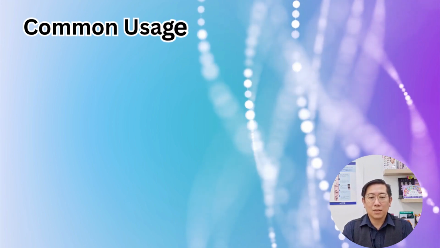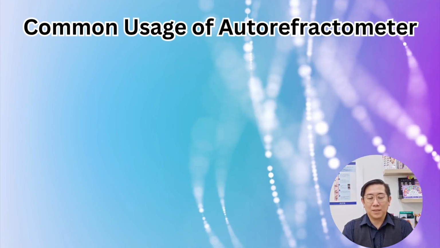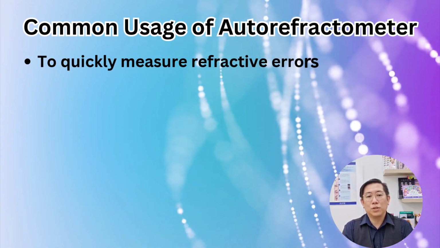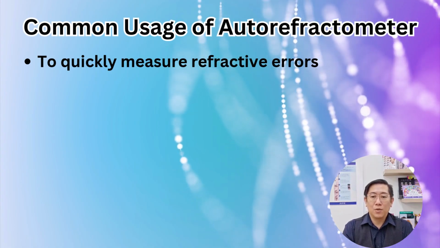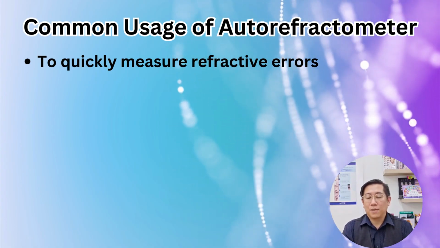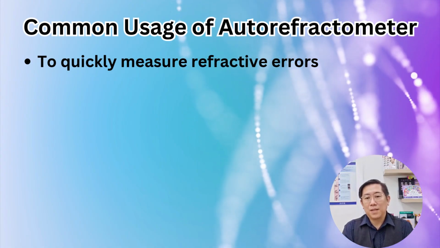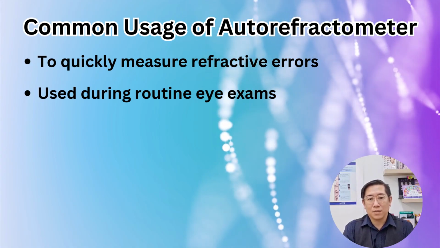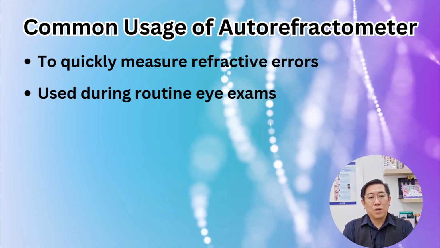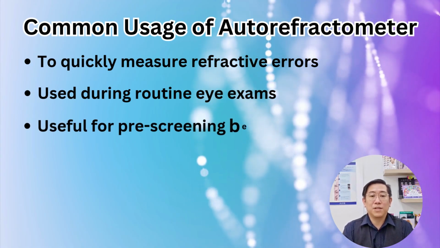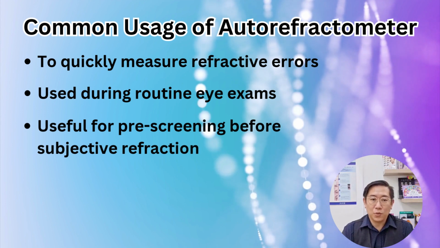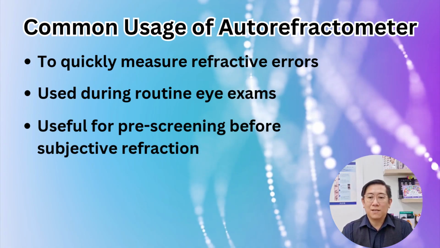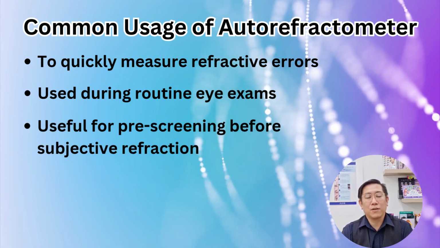Today, I'm going to talk about the common usage of autorefractometer, a vital tool in modern eye care. An autorefractometer is primarily used to quickly measure refractive errors, which helps determine whether a person is nearsighted, farsighted, or has astigmatism. It plays a crucial role in routine eye examination by providing a fast and objective estimate of a patient's refractive status. One of its main usages is as a pre-screening tool before performing subjective refraction, where the optometrist fine-tunes the prescription based on patient's feedback. This saves time and helps build a solid baseline for accurate results.